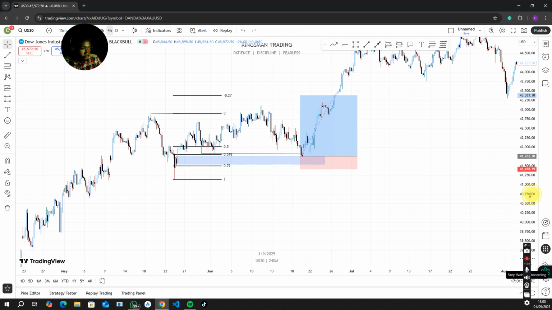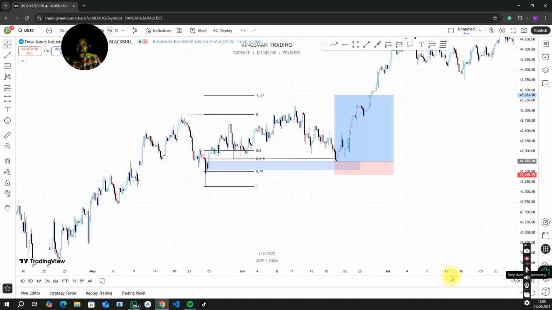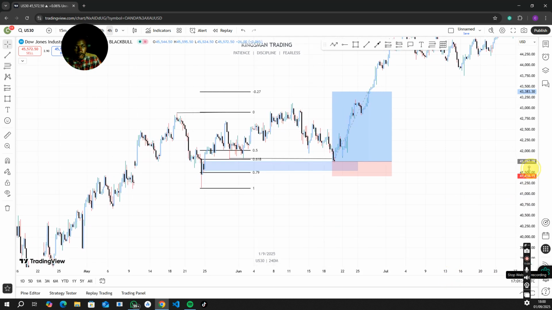So I think this is one way of using the Fibonacci retracement tool. You can go and backtest, study, and then add this to your trading arsenal.